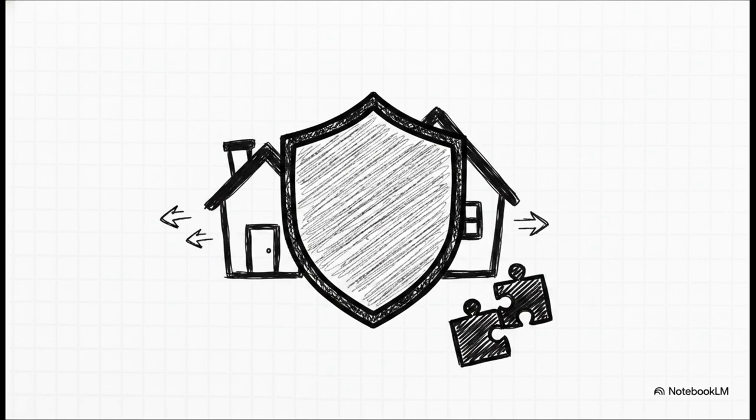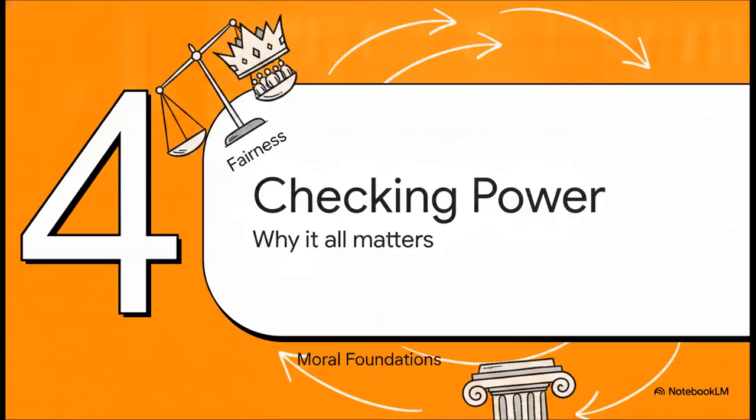They also lay out the exact amendment process, the rules for how to make those structural changes over time. And crucially, we have the Bill of Rights and the later amendments. These act as your ultimate shields, protecting your personal freedoms. They're basically the strict boundaries telling the government exactly which rooms they are never allowed to enter in your personal life. Let's look at Section 4, checking power and fairness, and why all of this actually matters.